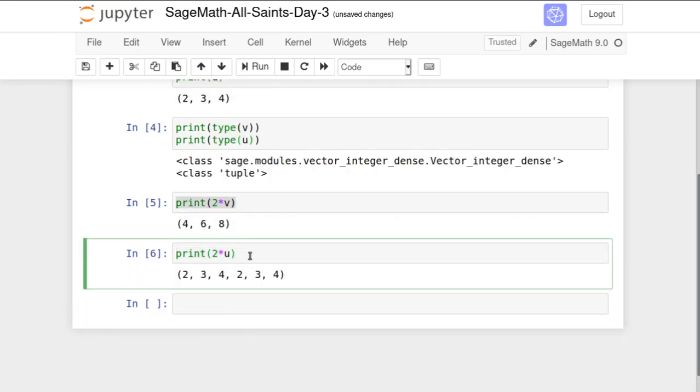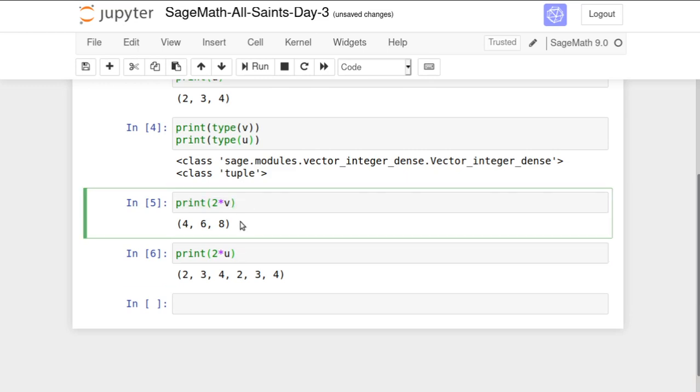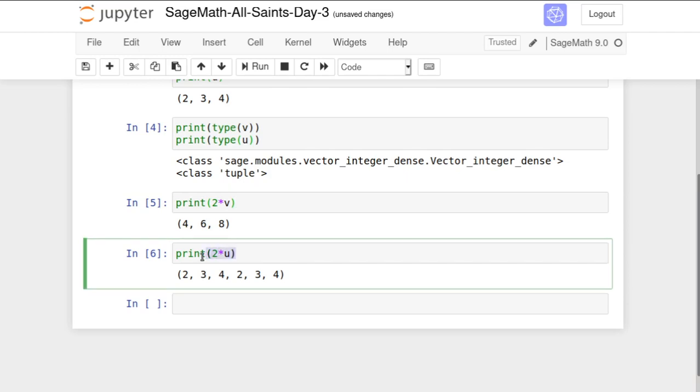you can see the difference here. So what exactly happened here? Can anybody guess? 2 star u, I am getting as 2, 3, 4, 2, 3, 4. But 2 star v, I am getting as 4, 6, 8. So what exactly happened here in the second command? Can anybody guess?